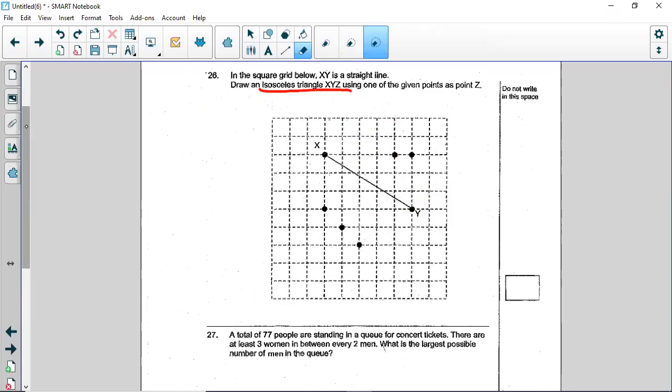Now I want to give a wrong example. For example, shall we choose this one? Is this correct? Does this also look like isosceles? Looks like isosceles also. But is it correct? You have to prove it. Now how do you prove it? Do you think this line and this line are equal? They look like equal, but you cannot just assume that. You have to prove.